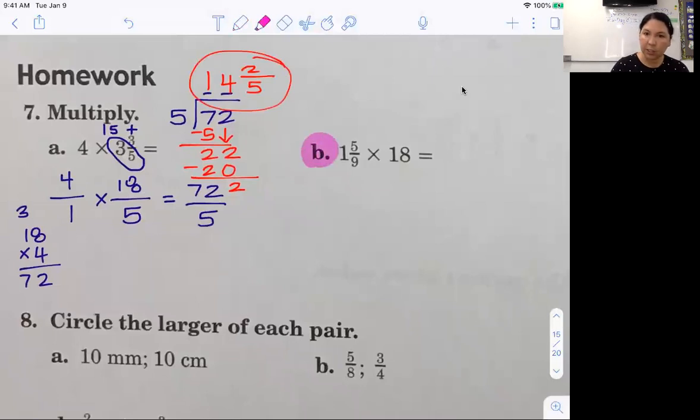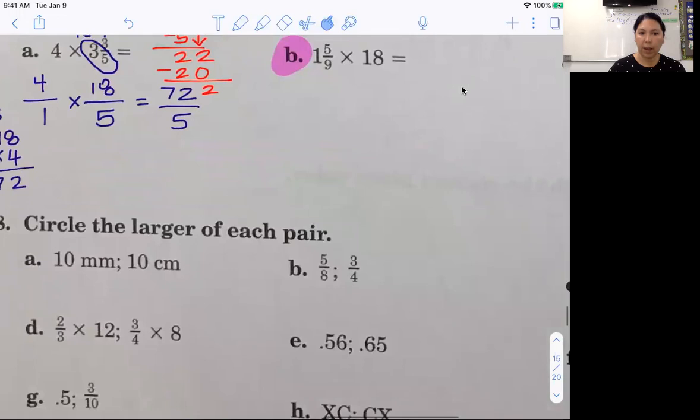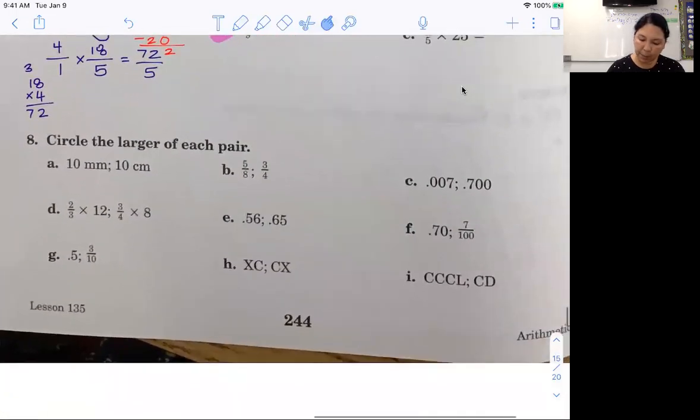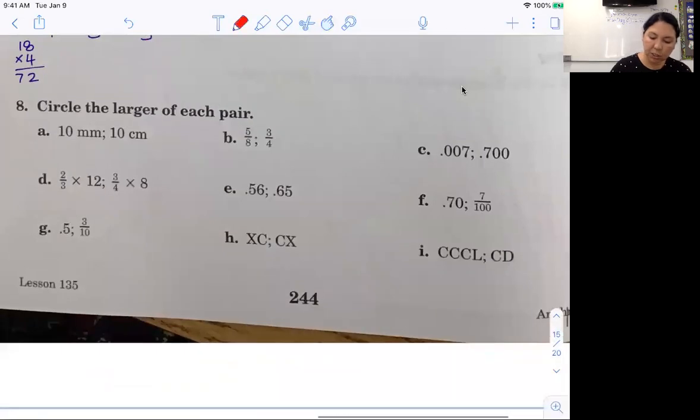All right, you're going to do letter B by yourself, okay? Pause the video and go ahead and do that. All right, that's all you have to do on 7. Okay, now we're going to go down to number 8. Number 8 is just circling the larger pair. I'm going to do A, B, and C with you, and you're going to do D through I by yourself, okay?